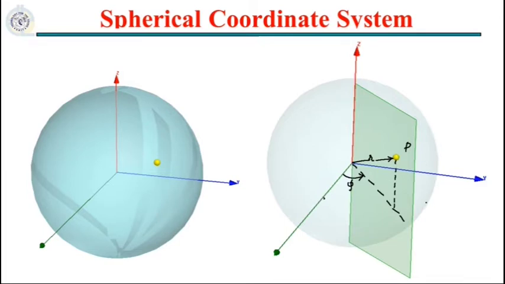So I now have two parameters to define the point: one is the radius and the other is angle phi. If I have only this information, then I know it is somewhere on the surface of the sphere, and I also know that it is at this angle away from the x-axis. But what I do not know is where it is along this.